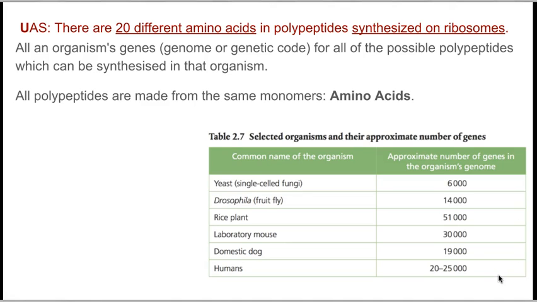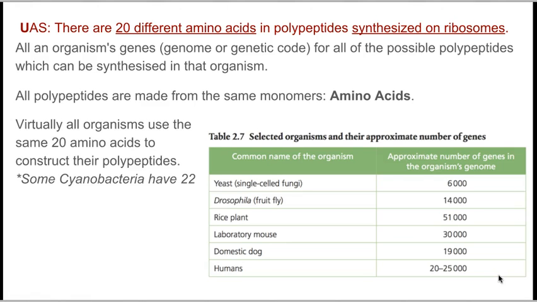And here we have a selection. This is taken from your book, selected organisms and their approximate number of genes. So a couple of things to note: first of all, virtually all organisms use the same 20 amino acids to construct their polypeptides, as we've said. The exception would be some cyanobacteria, for example. These are special types of bacteria that live in hot springs, for example, in Yellowstone National Park. These actually contain a couple of extra enzymes to help them deal with that heat. So they actually have 22 amino acids involved.